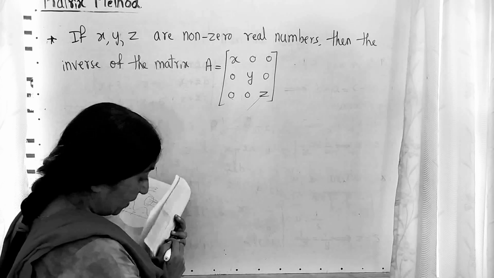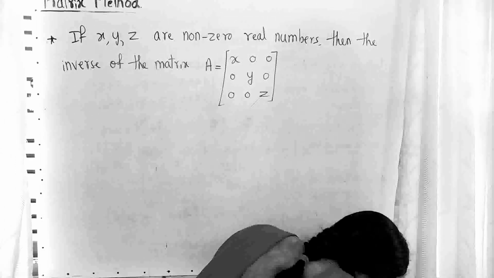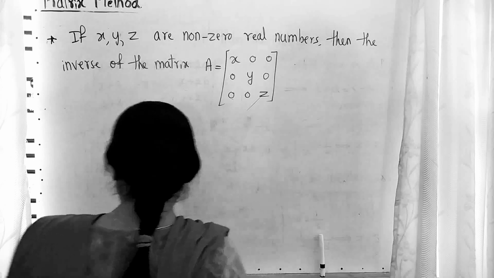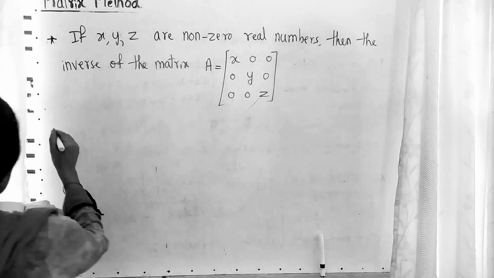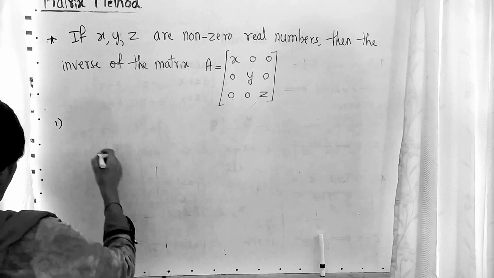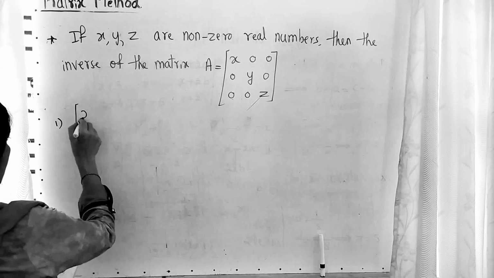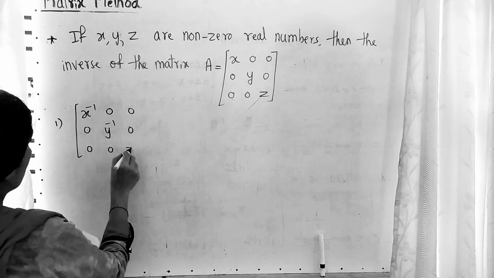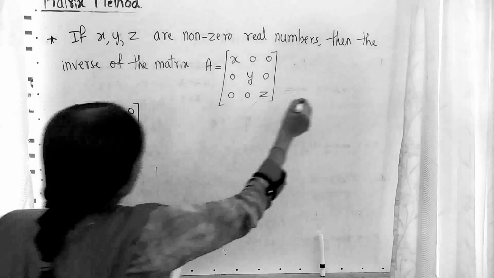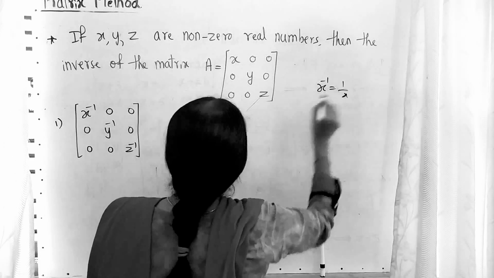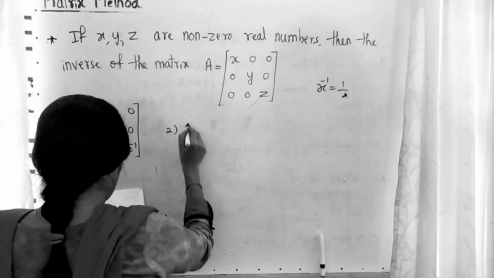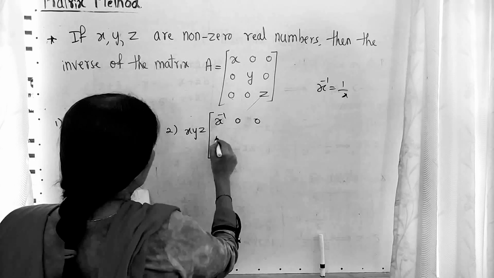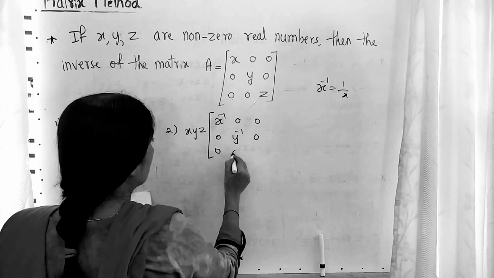If you solve also you will get the same answer. I am giving you directly. First I will write the options. First: x inverse 0 0, 0 y inverse 0, 0 0 z inverse. Remember, x inverse means 1 by x. Second one: x y z times x inverse 0 0, 0 y inverse 0, 0 0 z inverse.